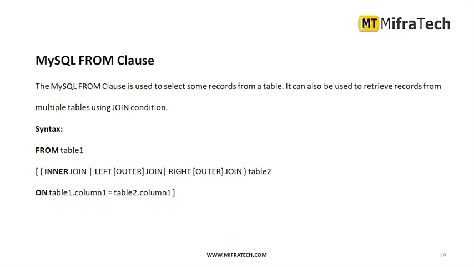MySQL from clause. The MySQL from clause is used to select records from a table. It can also be used to retrieve records from multiple tables using the join condition. Syntax: from table 1, inner join, left outer join, right outer join. We will discuss it later, the inner join and the outer joins. Table 2 on table 1 column 1 is equal to table 2 column 1.